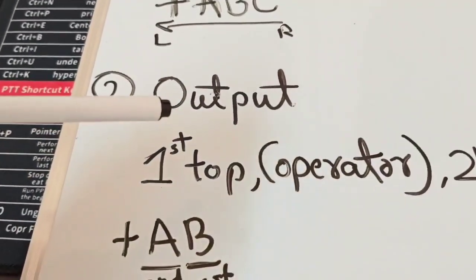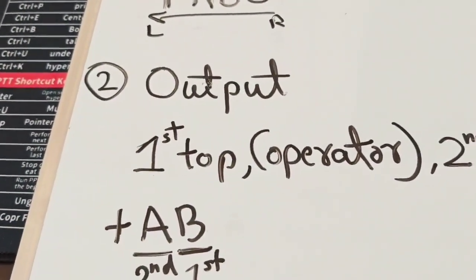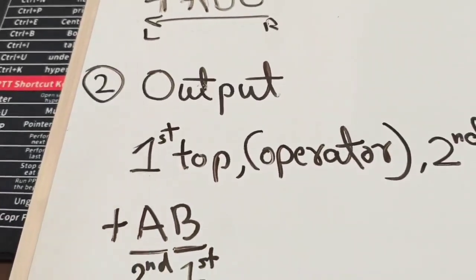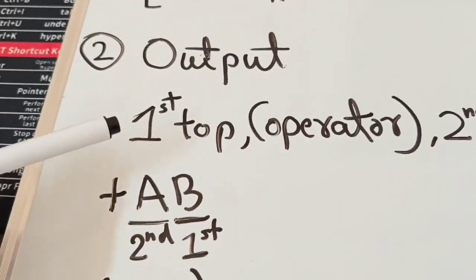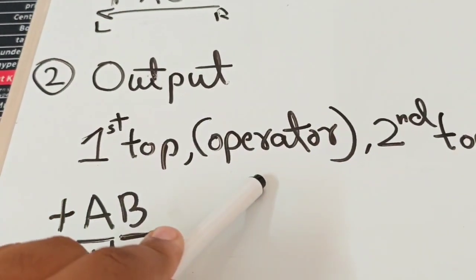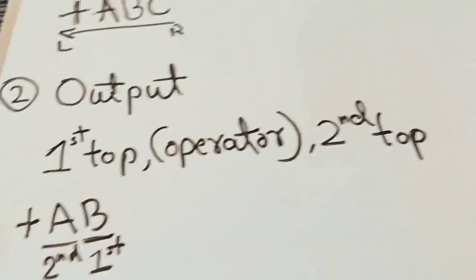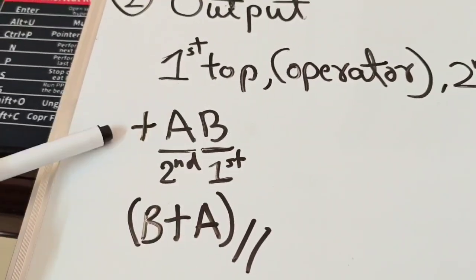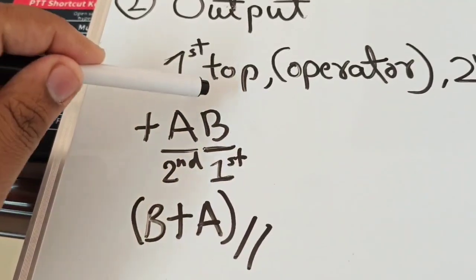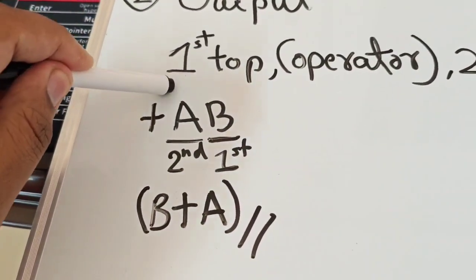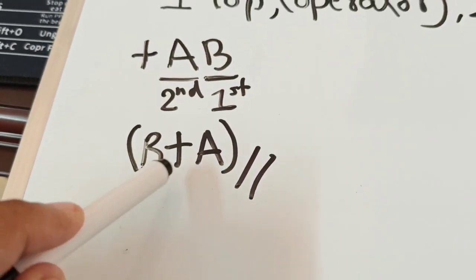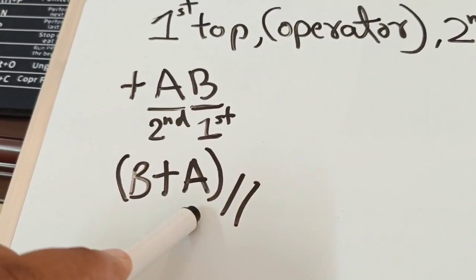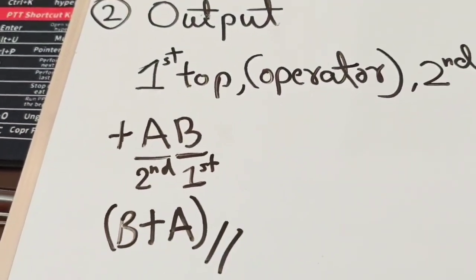Next, the second rule, the output rule. The output rule means the method of writing the output of the expression: first we have to take the first top, then the operator will come in between, then the second top. So let's take this example: B will be the first top, A the second top, and this is the operator. So it can be written as B plus A. This is the way to write the output.